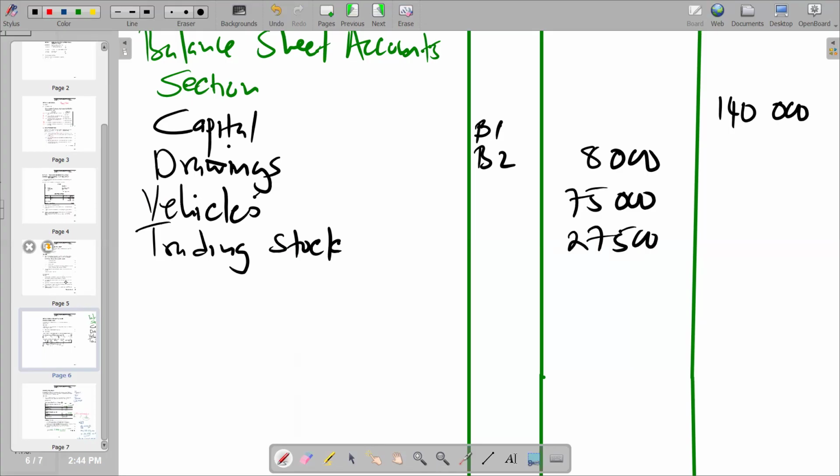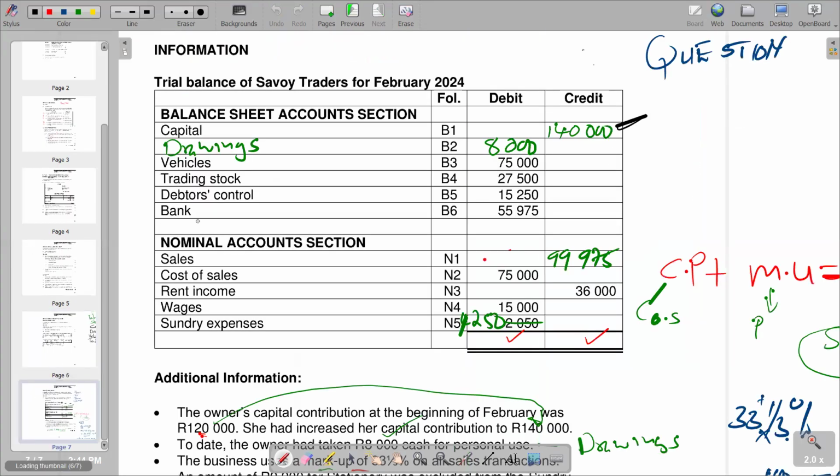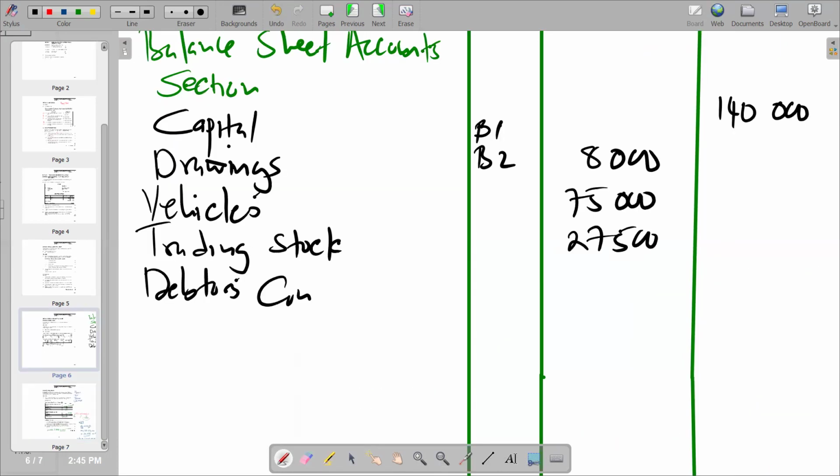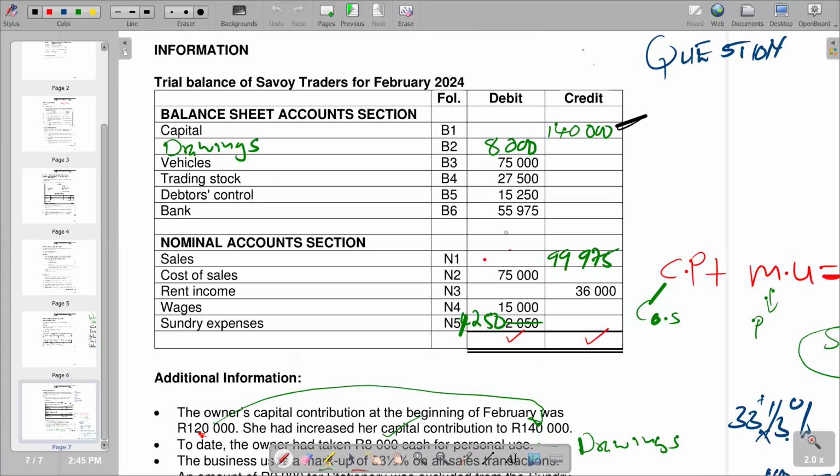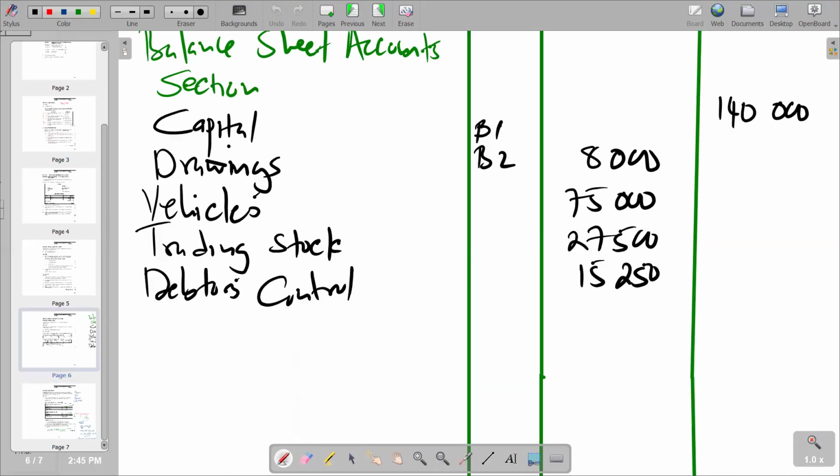And then we'll go to the next one, which is going to be after trading stock, we've got debtors control 50,250. Debtors control, we've got 50,250. And then we go to the next one after debtors control, we've got bank 55,975. So we have bank 55,975. And then obviously we've got the folio column again.